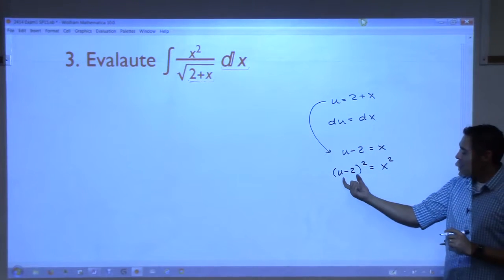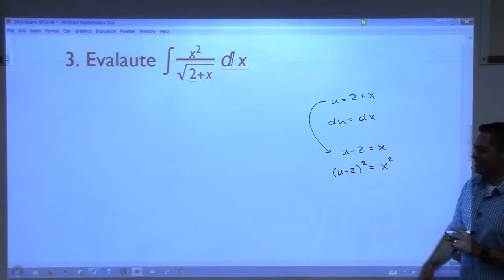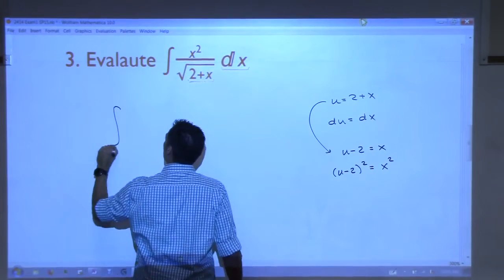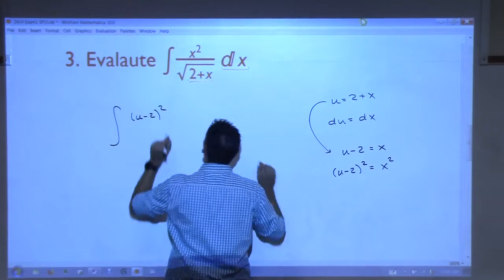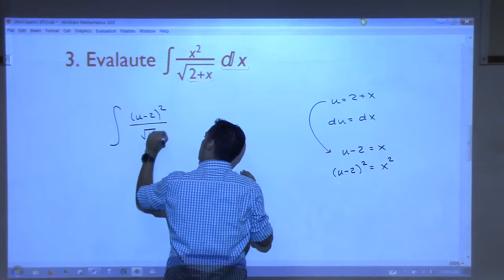All right, so when we square that, we get that, right? And guess what we need to do with this? Foil it. We get to foil it, right? Okay, I'll do that later. Well, do we have to foil it? Let's see. Let's rewrite. This is u minus 2 squared. That's the top. Over what? Root u, and then du.